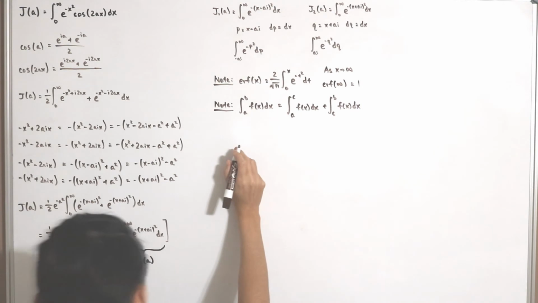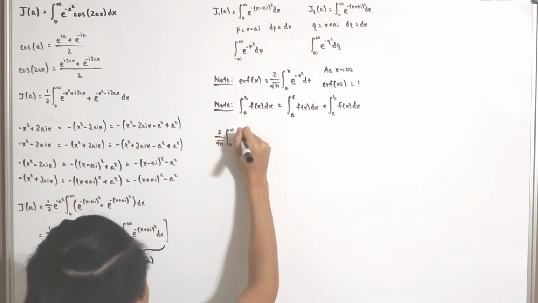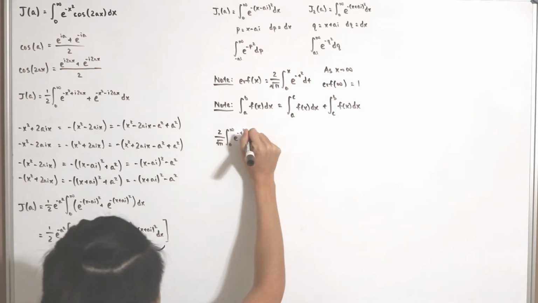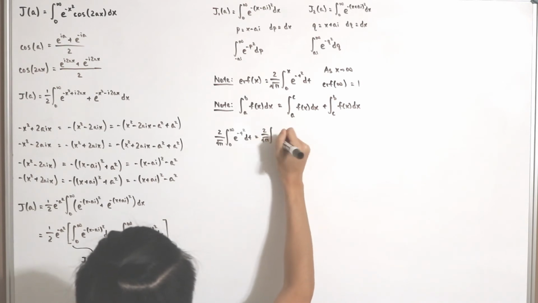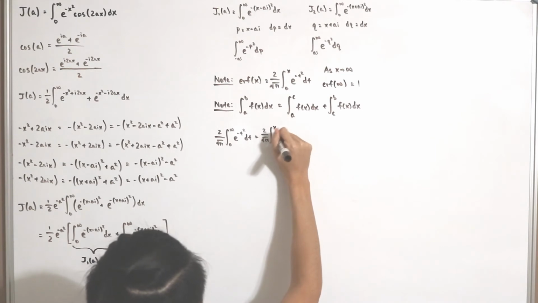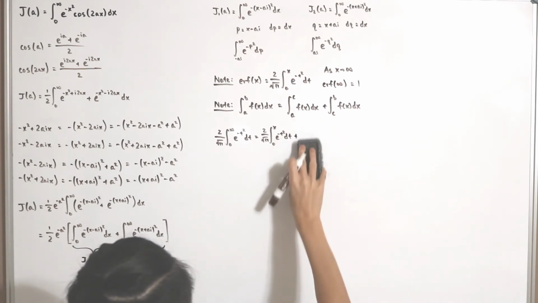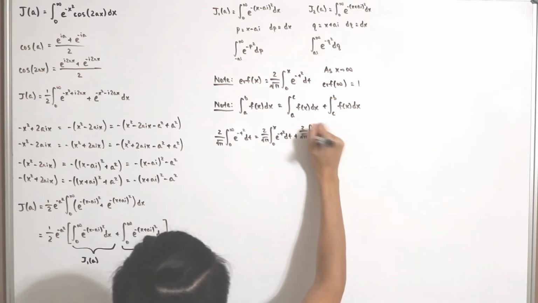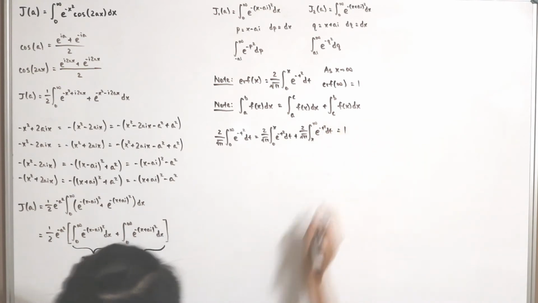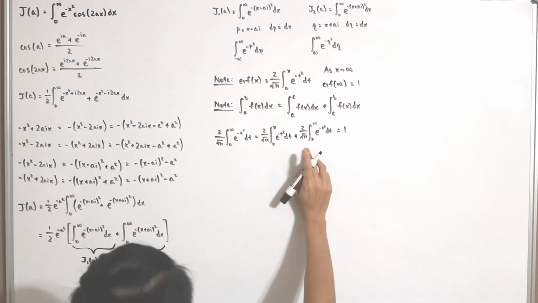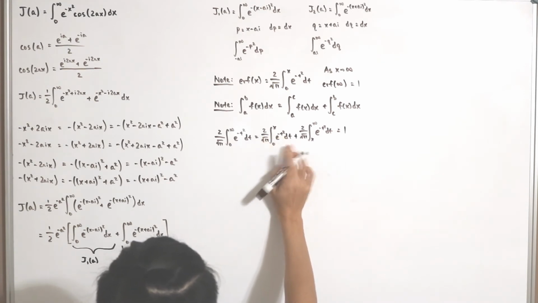Okay, nice. So 2 over the square root of pi, integral from 0 to infinity of e to the negative t squared dt, is equal to 2 divided by the square root of pi, integral from 0 to x of e to the negative t squared dt, plus 2 divided by the square root of pi, integral from x to infinity of e to the negative t squared dt, which is equal to 1. With that, we can subtract the integral from 0 to x of e to the negative t squared dt term, which is actually the error function.